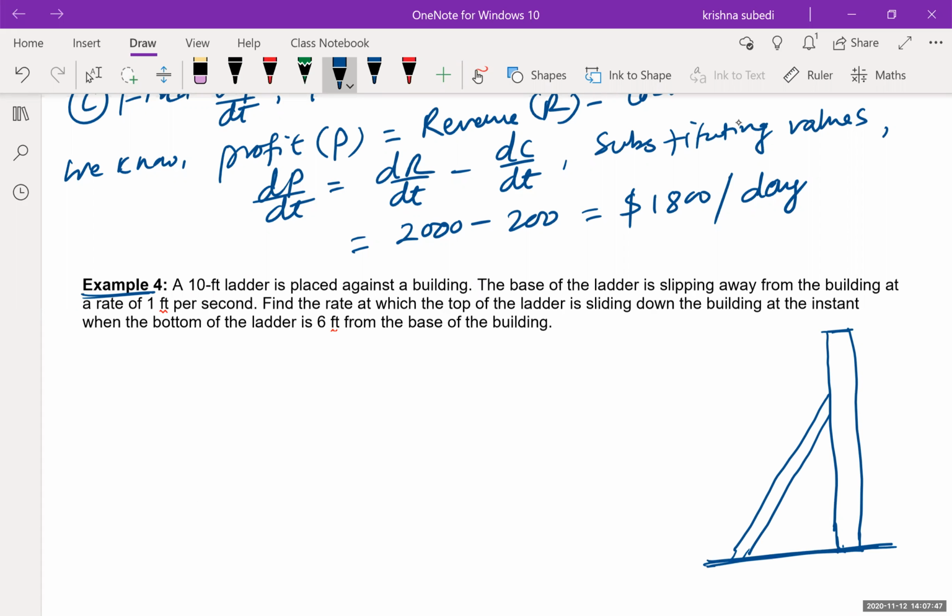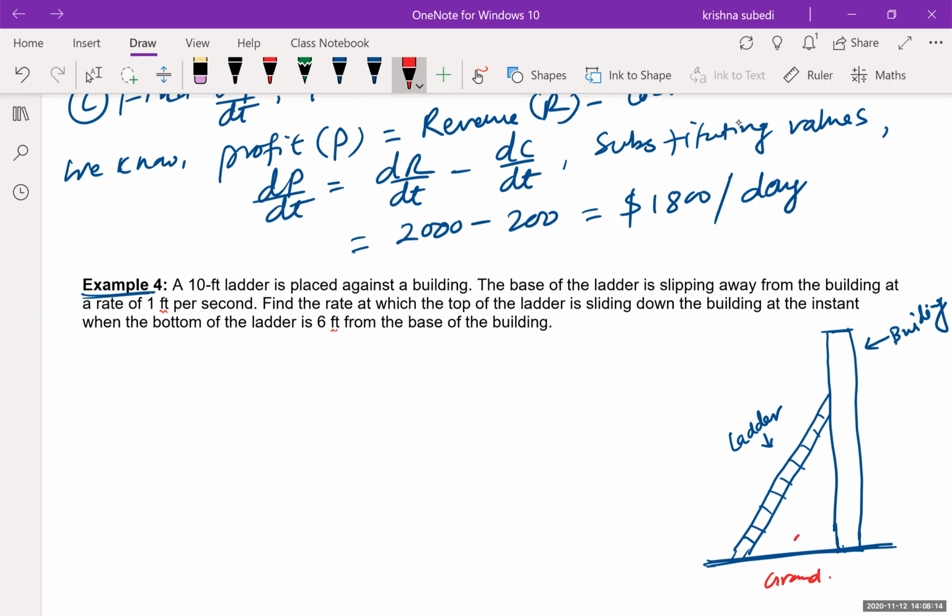And this one is the ground. Okay, this one is the building. This is the ladder. And this one is the ground.